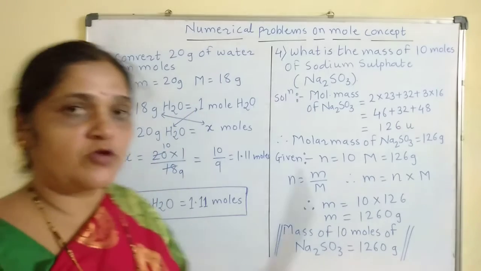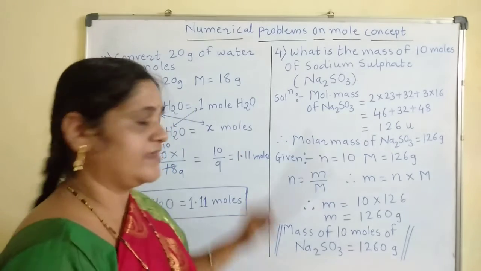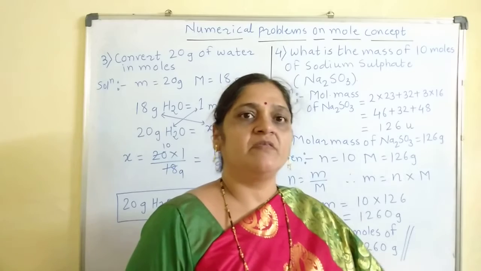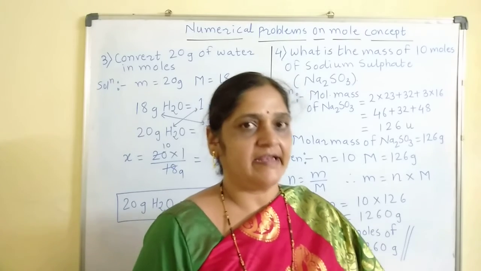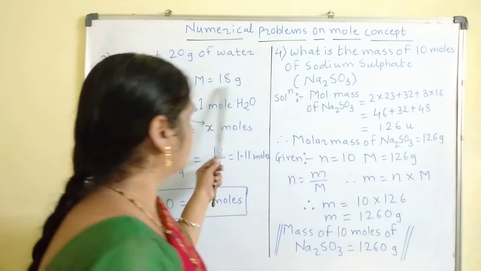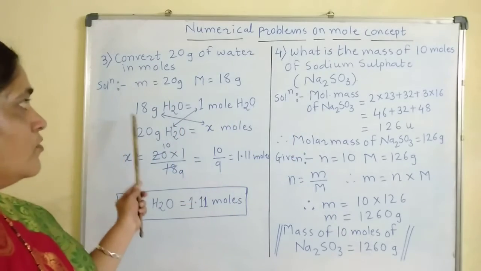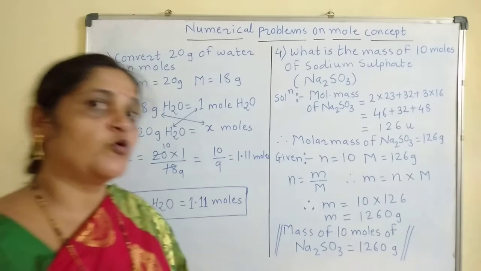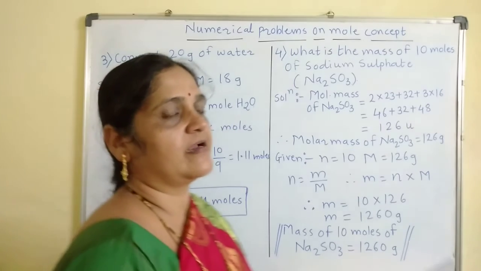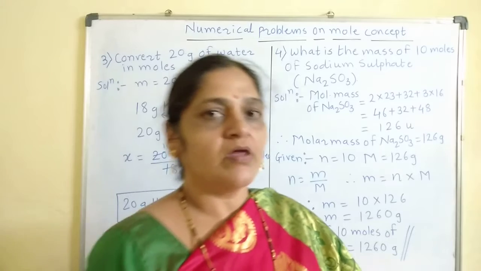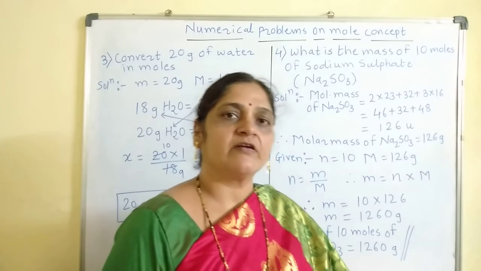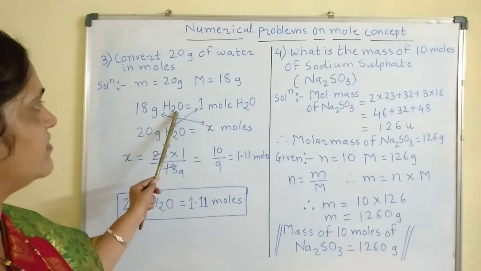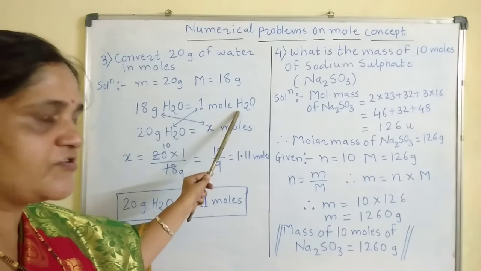Capital M, that is molar mass of water, is equal to 18 gram, because we know that molecular mass of water is 18 U. If this is expressed in gram, then it is 18 gram. So molar mass of water is 18 gram. Now 18 gram of water is equal to 1 mole, because the molar mass of water is equal to 18 gram. The meaning is that 1 mole of water is equal to 18 gram of water. So here 18 gram of H2O is equal to 1 mole of H2O.